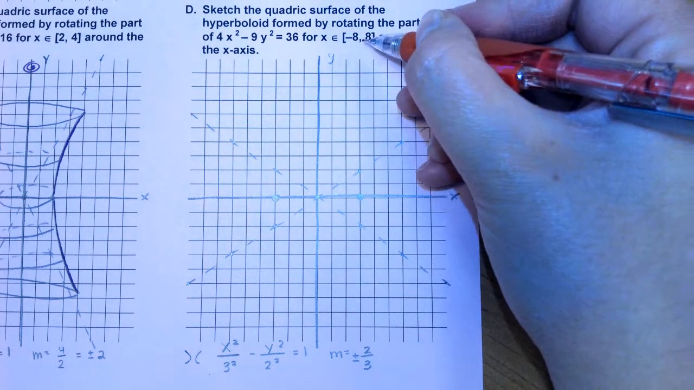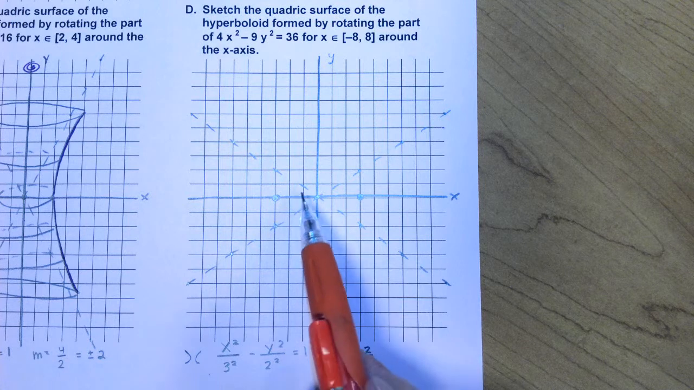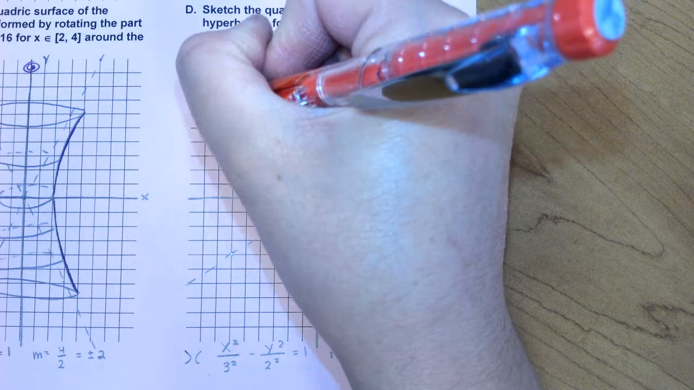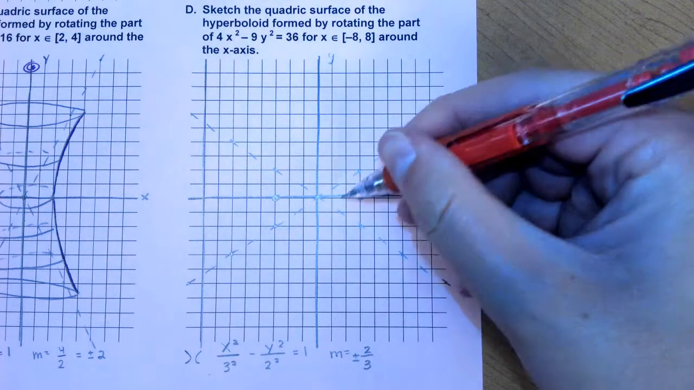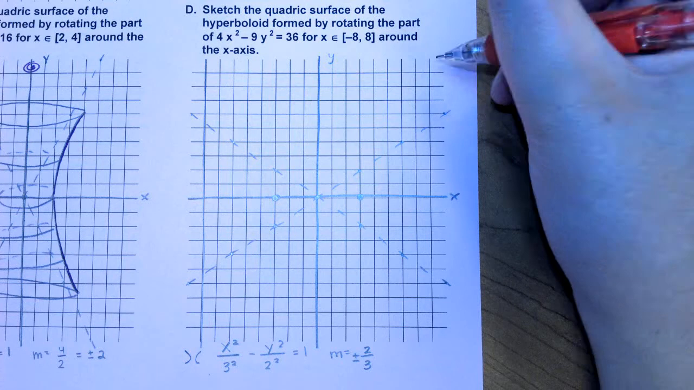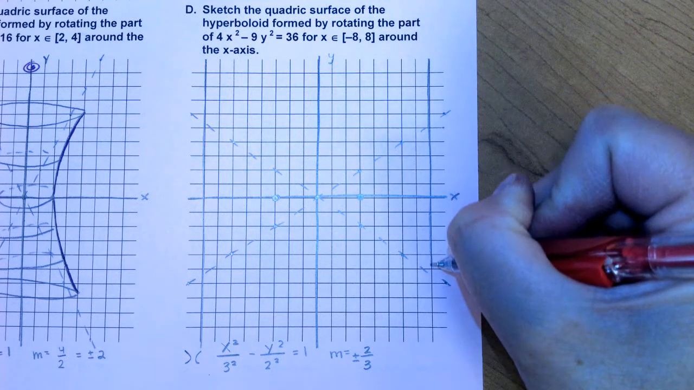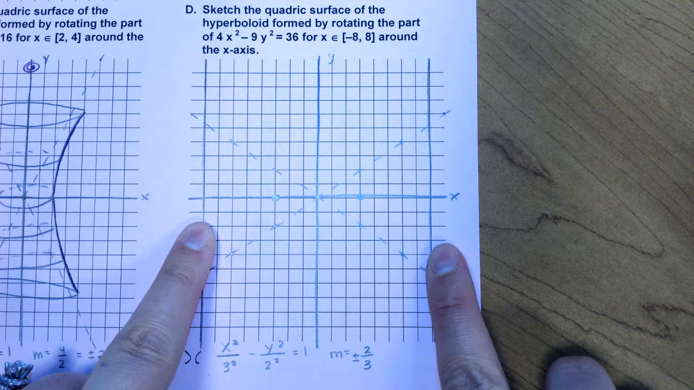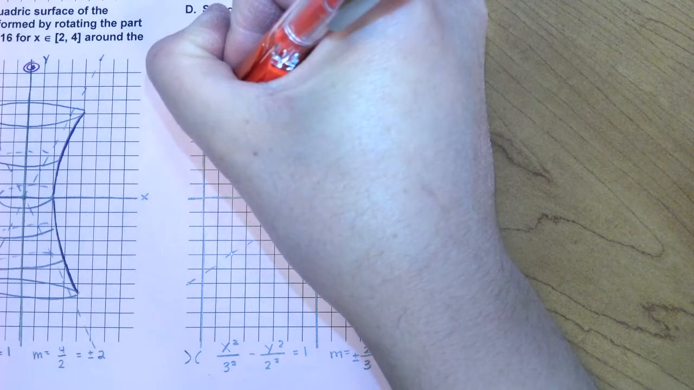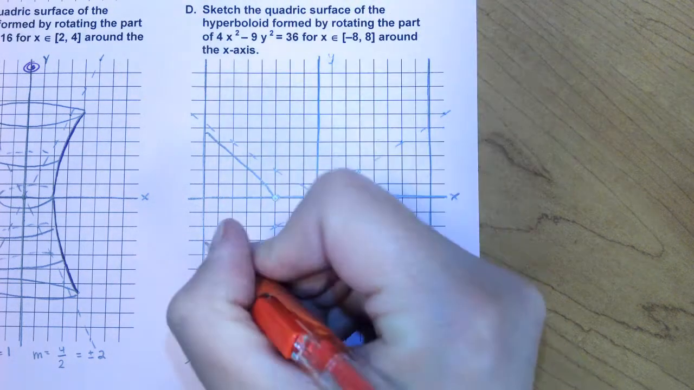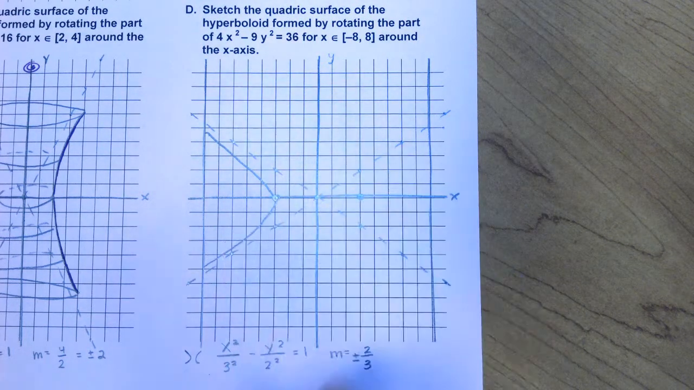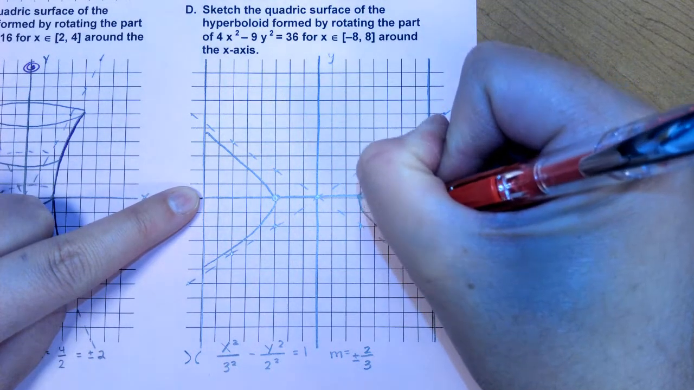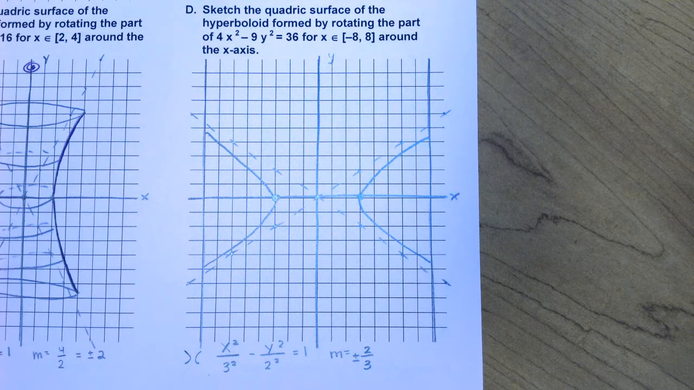And then we're also restricting the domain -8 to +8. So I'm just going to draw kind of a little guideline here. And we're going to make sure that the curve of our hyperbola does not extend past these 2 lines here. So when I sketch my curve, we're going to follow the asymptote, and I'm going to stop at -8, and I'm also going to make sure I stop at +8. So that's what our hyperbola is going to look like.